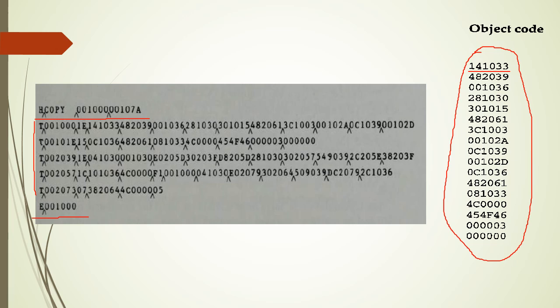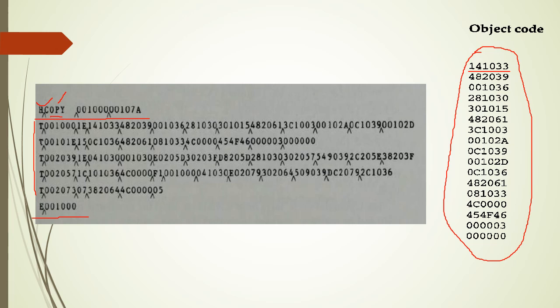Here you have already seen the structure of the header record. It starts with H, then followed by the name of the program. In our case, the name of the program is copy, which you have already seen in the previous session. There are total 6 columns reserved for the name of the program. Out of 6 columns, only 4 characters are specified, so the remaining 2 columns are empty.